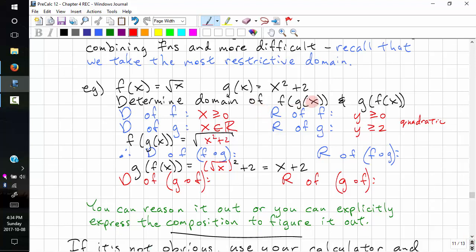So let's look at the first one, f of g of x. We just substitute g of x inside the square root. We get the square root of x squared plus 2. The domain of f of g of x, we ignore the domain of f. The only domain that matters is our innermost g of x. And the domain of g of x is all reals.